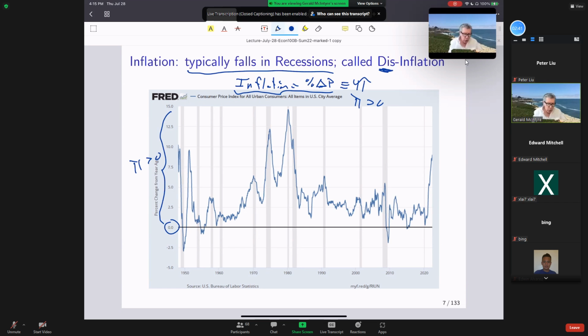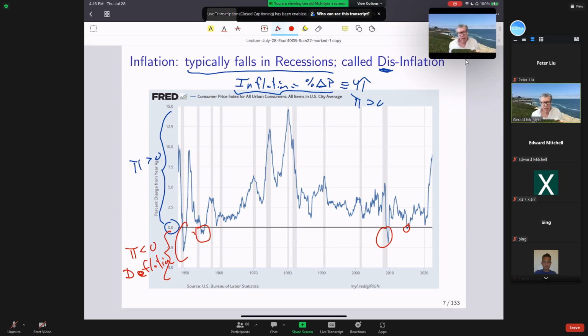Okay? There's also a zone down here where pi is negative, we're below the zero. This is called deflation. Okay, negative inflation. You can see, going back to the 1950s, there's been 1, 2, 3, 4 deflations. Okay, and we got kind of close in COVID, but not quite there.